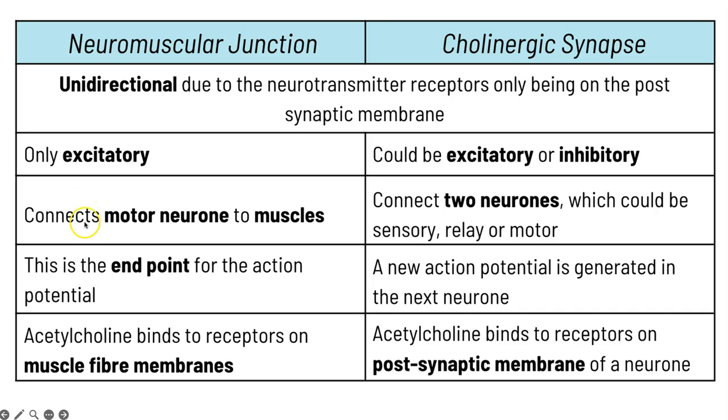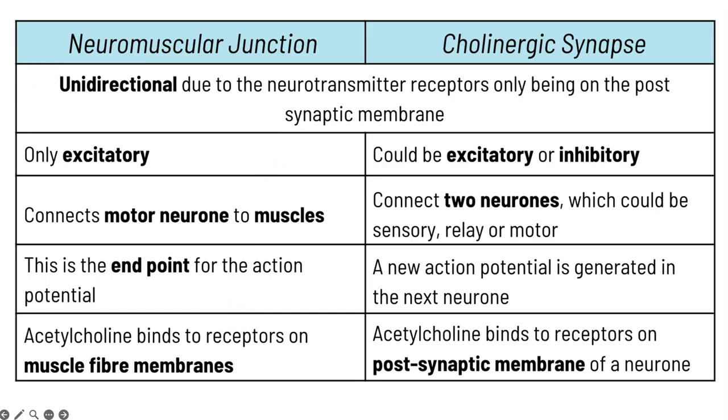We also have another comparison. We've got the neuromuscular junction is between a motor neuron and a muscle fibre, whereas the cholinergic synapse is between two neurons. The neuromuscular junction is the end point for the action potential, because once it hits that muscle, the muscle contracts and then it doesn't move, the action potential doesn't move any further. Whereas with our cholinergic synapse, the action potential is generated in the next neuron, and then that could be carried on to another neuron afterwards as well.